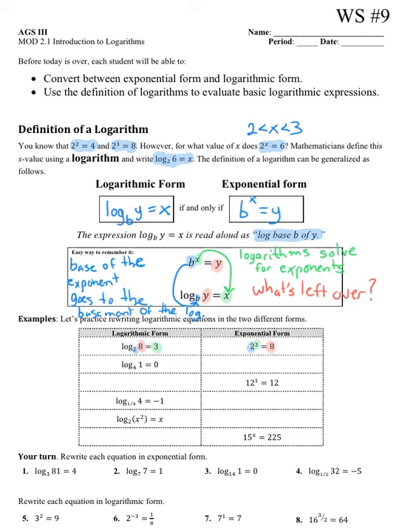For the second problem here, log base 4 of 1 equals 0. We are going to write base 4, and then the exponent was 0, because that was what was on the other side of the equal sign, equals 1. Whenever we're converting from logarithmic form to exponential form, we should be able to check it and say, does this make sense? Like, does 4 to the 0 power actually equal 1?